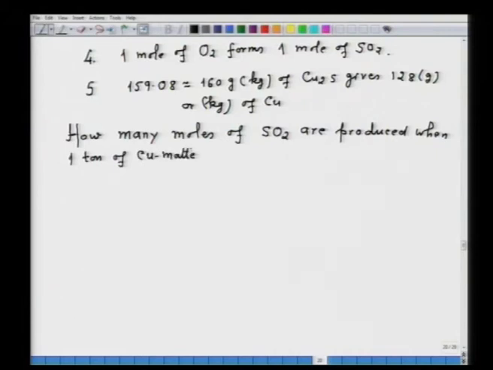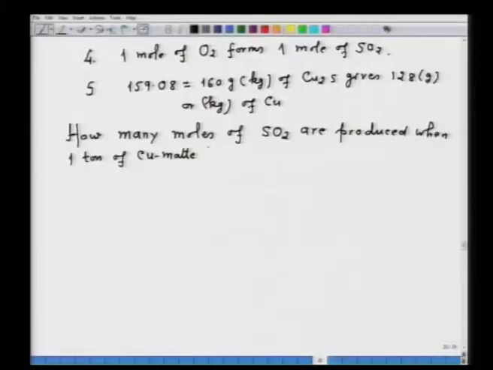In fact, copper matte is a liquid solution of sulphide, that is it contains Cu2S plus FeS, that is what the matte is. 1 ton of copper matte containing 60% Cu2S and the rest, 40% FeS. So, that is what we have to find out, how many moles of SO2 are produced.